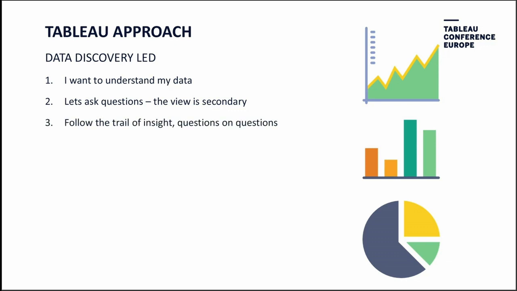On this, we should follow the trail of insight, so ask questions of those questions. Once you've asked a question such as, what is my volume at risk over time, the follow-up question is, well, what's the leading factor of that risk? That it spiked. Why did it spike? It's gone down. Why did it go down? You should follow those questions as you're building. And finally, combine all of these together in a story, and that will create your dashboard.